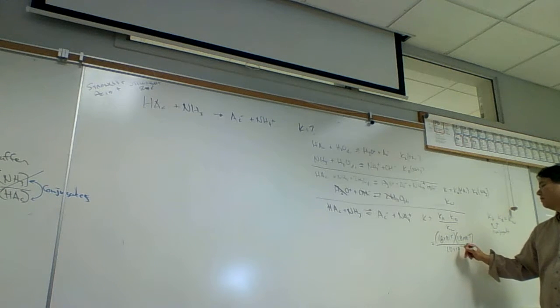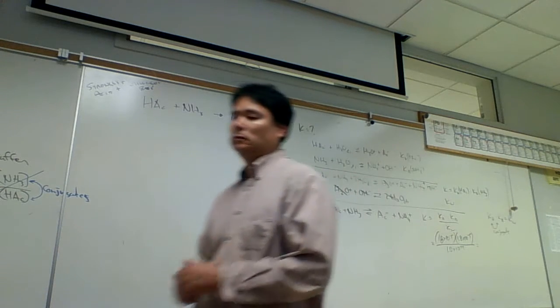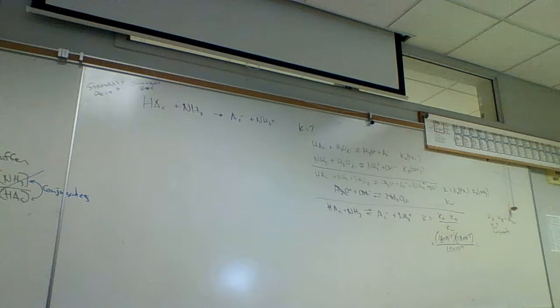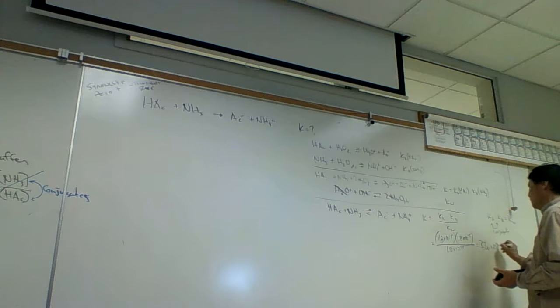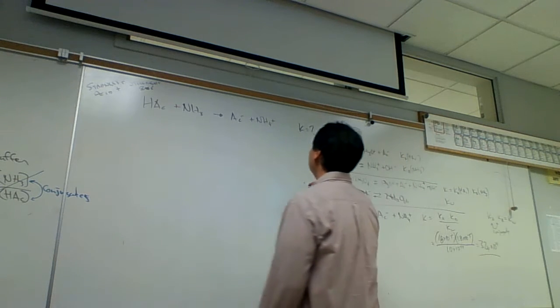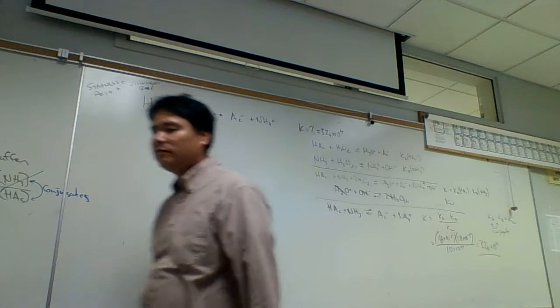And then Kw is 1.0 times 10 to the minus 14, which gives us a K value of 3.24 times 10 to the positive 4. It's kind of big. So it favors the product here.